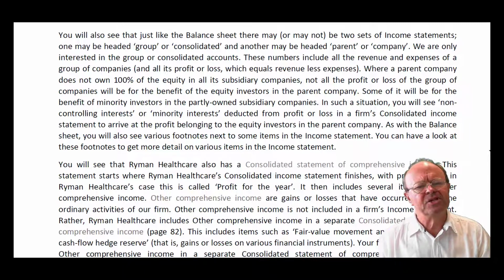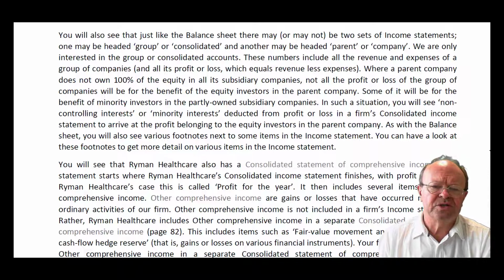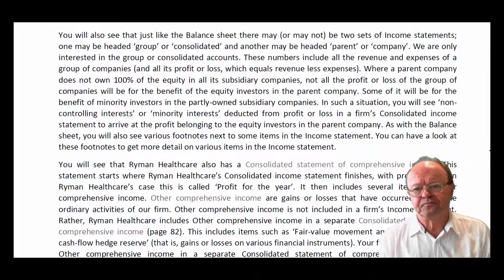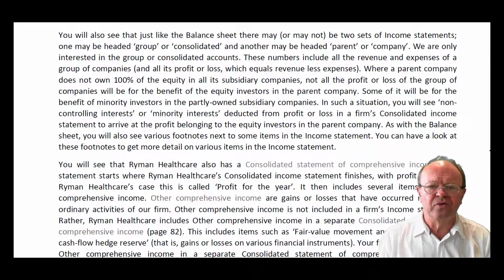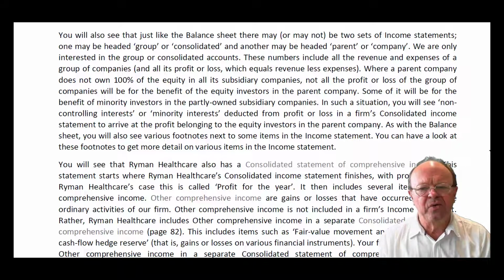You'll also see that just like the balance sheet, there may or may not be 2 sets of income statements. One may be headed group or consolidated, and another may be headed parent or company. We are only interested in the group or consolidated accounts. These numbers include all the revenue and expenses of a group of companies and all its profit or loss, which equals revenue less expenses.